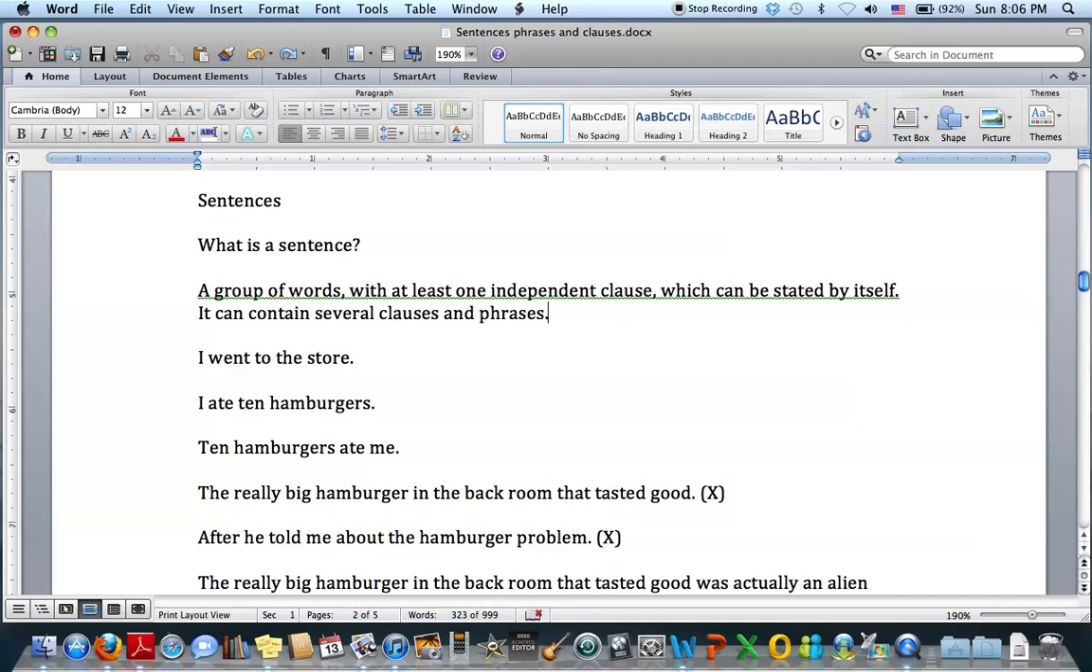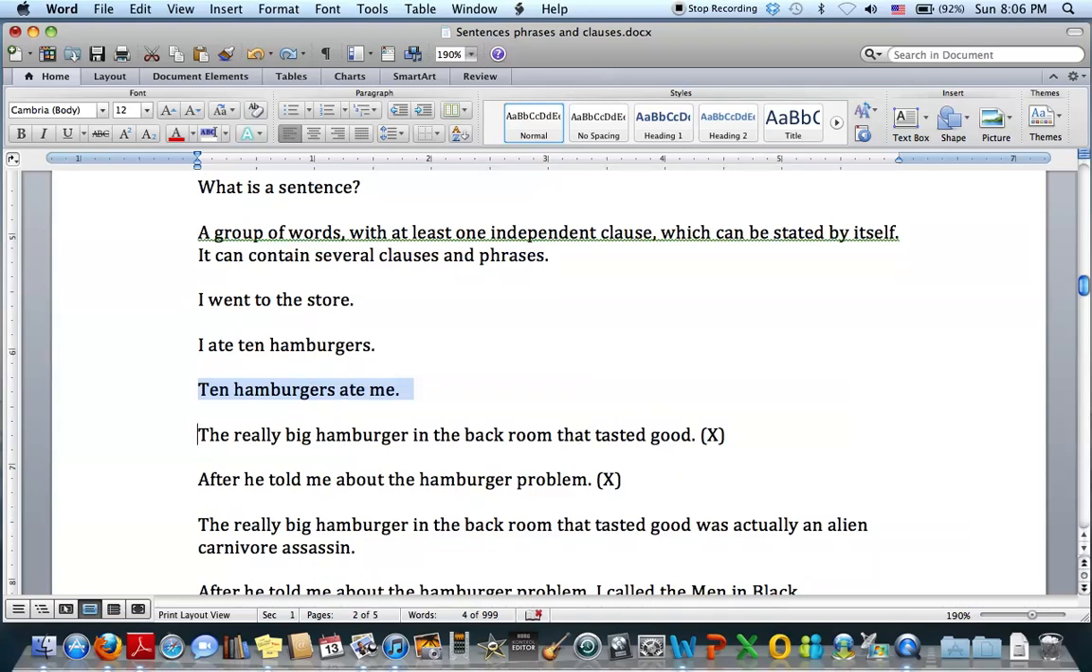So here's an example. I went to the store. Easy. I went to the store. That right there is a sentence. And you could also call it an independent clause. They're the same thing right here. There's nothing special, you know? I ate 10 hamburgers. Same deal. It's a simple independent clause, and it works as a sentence right there. 10 hamburgers ate me. Whatever. No big deal. Now let's take a look at the next one here.